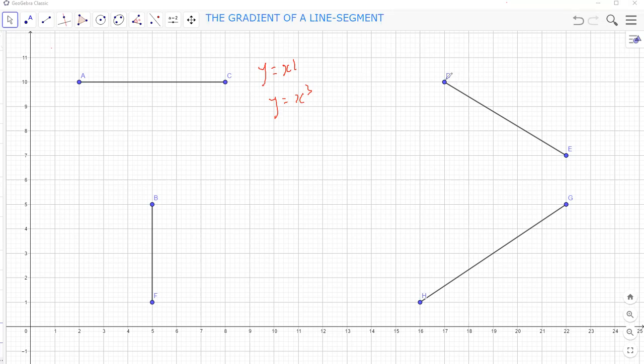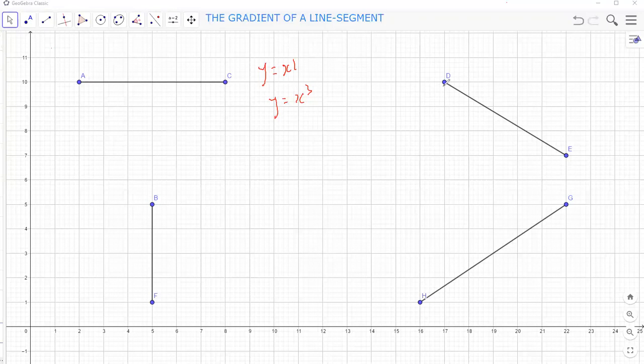Okay, so each line here has a gradient, and I'm going to tell you what the gradient of each line is. Now, I started by saying it is a rate of change. In other words, change in terms of what? How one variable changes with respect to another. And we typically represent the gradient as a ratio, a ratio of change.